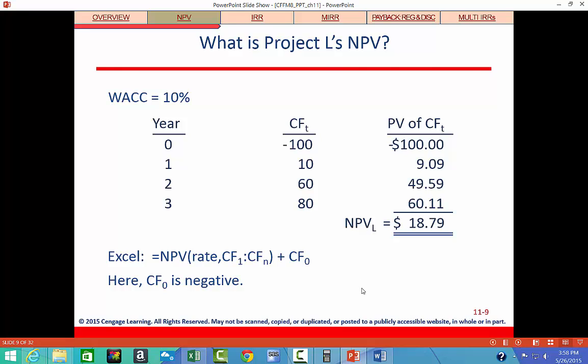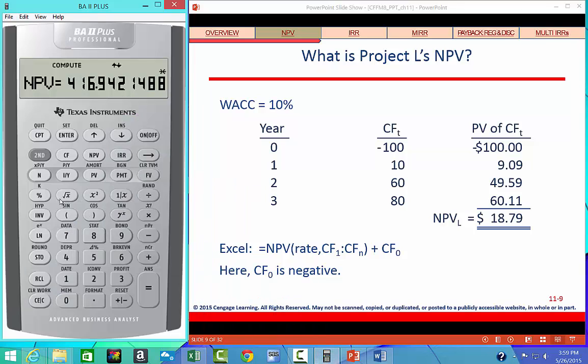So we could calculate Project L's net present value. And I'm going to bring up the calculator and clear the last piece of work. So I'm just going to go into the cash flow register, hit second, clear work. I'm going to enter 100 as the cost, and I hit enter for that's cash flow 0 because now we actually do have a negative cash flow here. Cash flow 1 was 10, and enter. Go down to cash flow 2 and hit 60, enter. And cash flow 3 is 80, and enter.